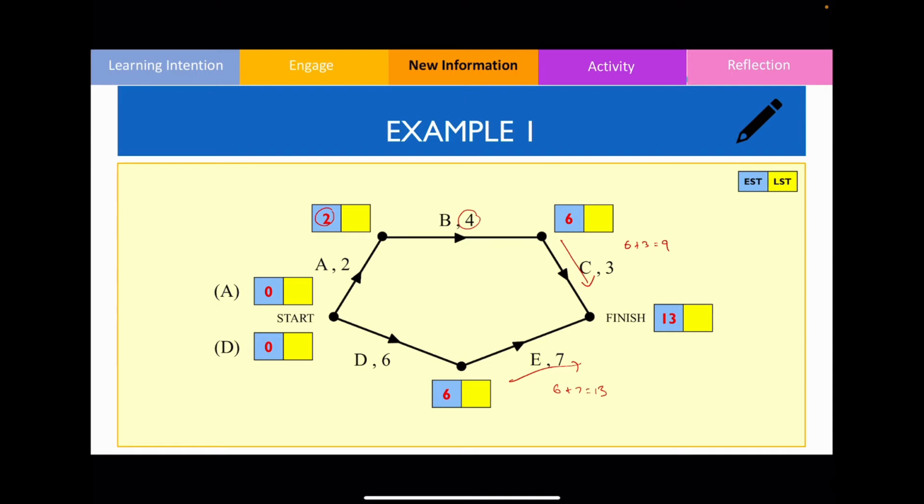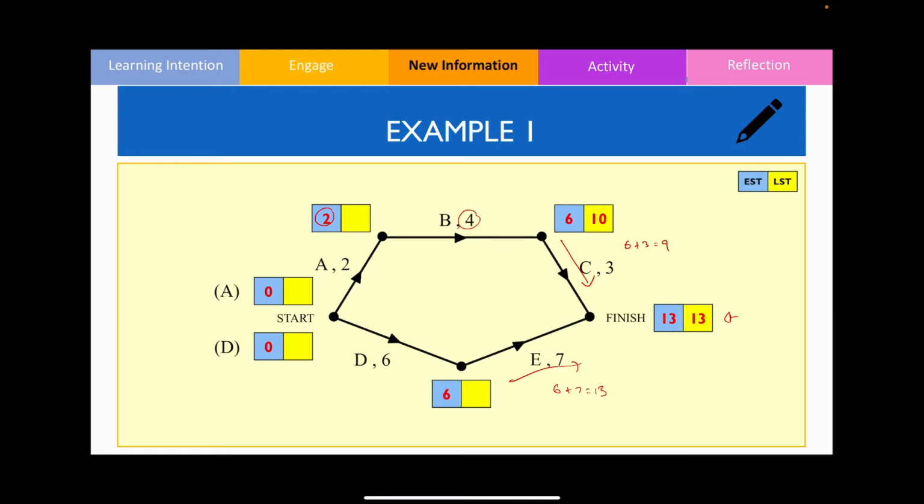I'm now also going to complete a backward scan so I can find the critical path. The latest starting time is equal to the earliest starting time for the final vertex, so I'm going to put 13 here as well. Therefore, the latest starting time of activity C is 13 minus 3, which is equal to 10 hours.